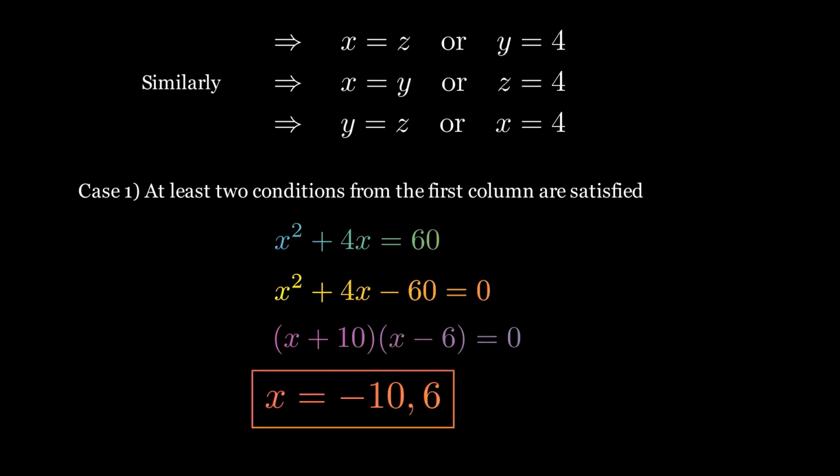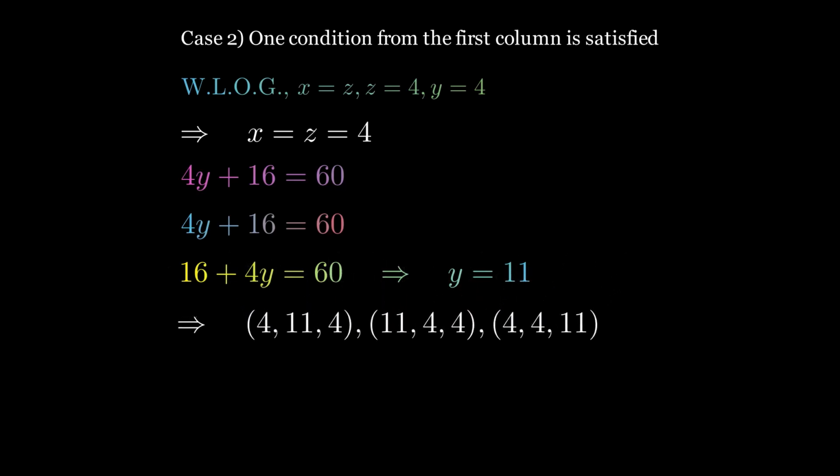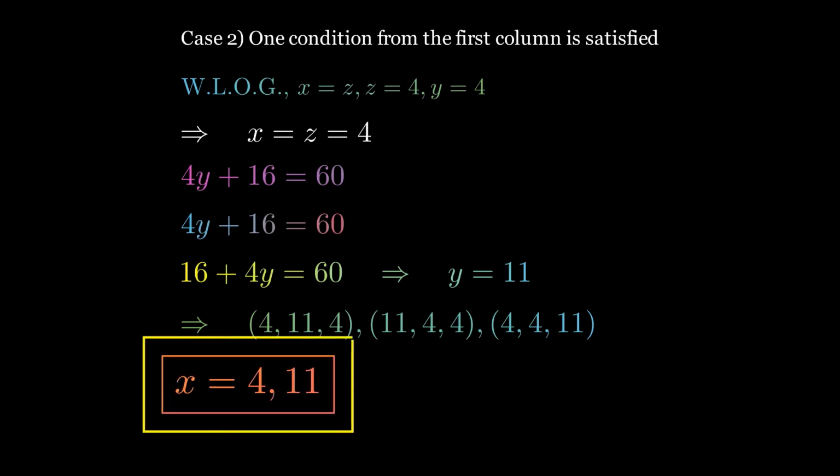Let's keep going. Case 2. One condition from the first column is satisfied. What if only one condition holds? Without loss of generality, let's assume x equals z, z equals 4, and y equals 4. Substituting these values into the equations, we find that x equals 4 or x equals 11. Why do we assume this? Because it simplifies the problem and leads us to valid solutions without missing any cases.